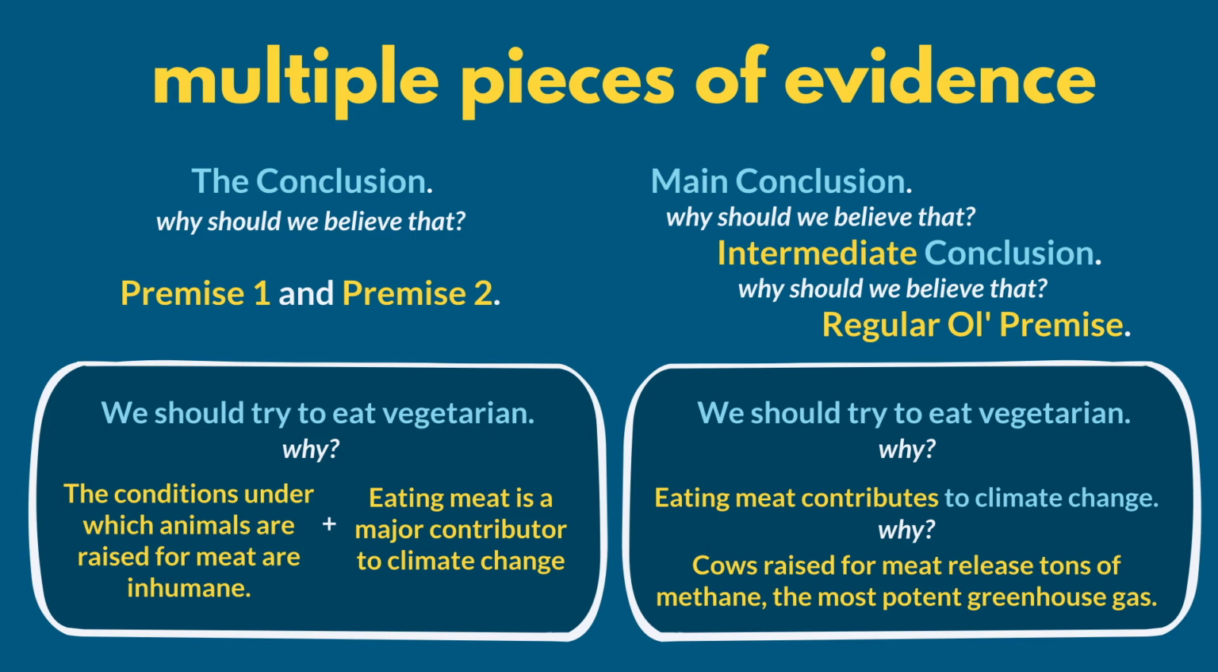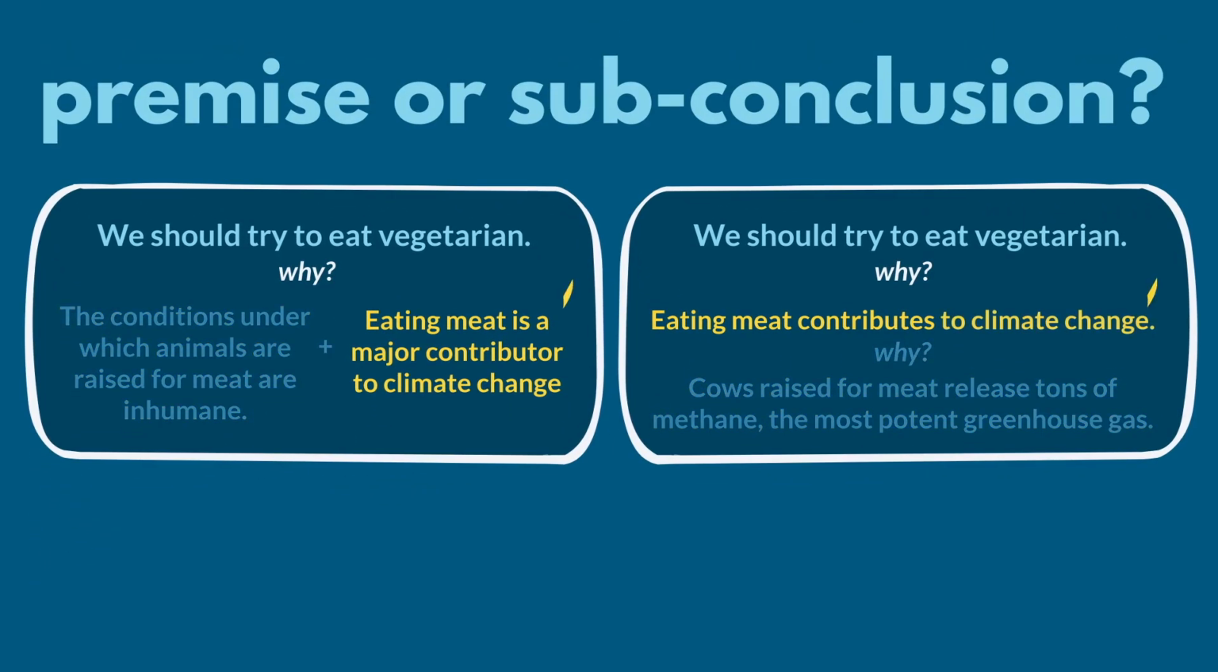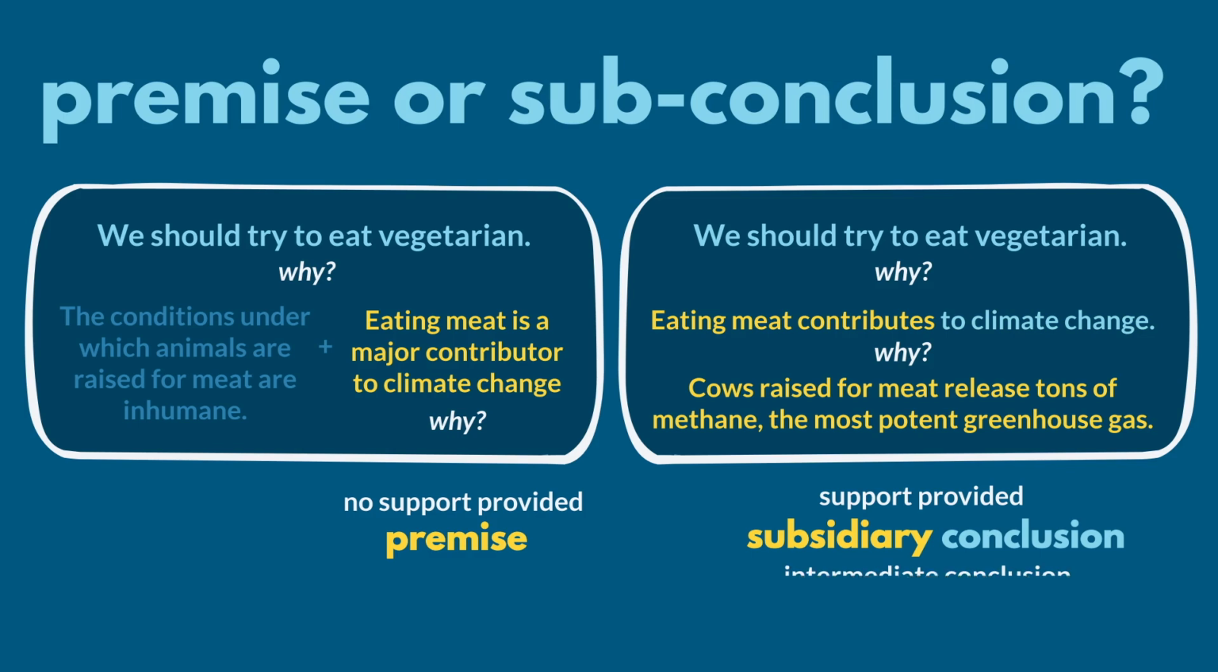Sometimes the test will actually be measuring us on differentiating between a regular premise and an intermediate conclusion. They both support the main conclusion, but the difference is whether they have support. Why should I believe eating meat contributes to climate change? Crickets. There's no support provided, so it's just a premise. Why should I believe eating meat contributes to climate change? Oh, because cows have methane in their farts. That tells me that here it is a subsidiary conclusion.